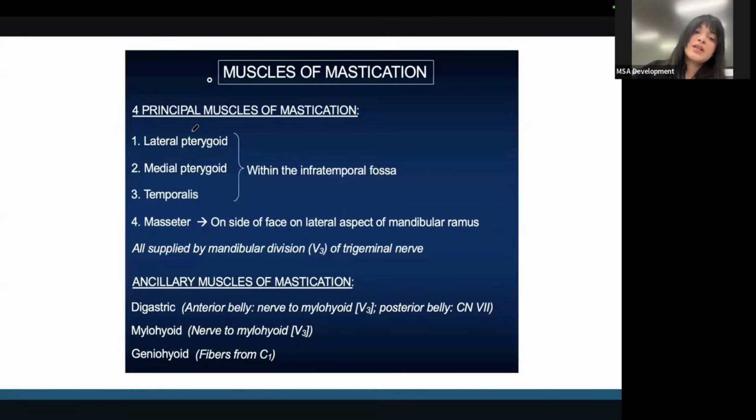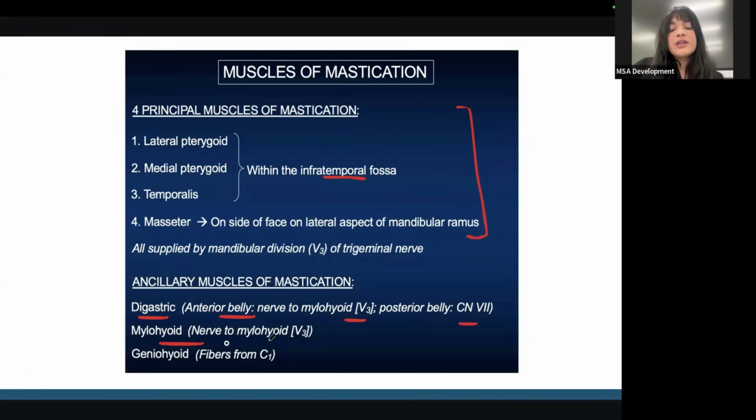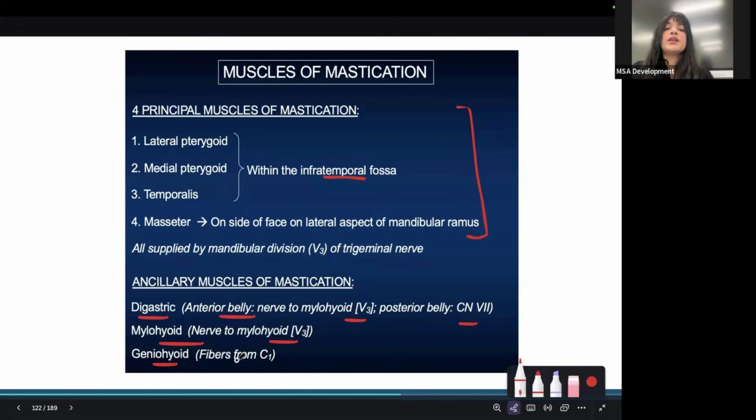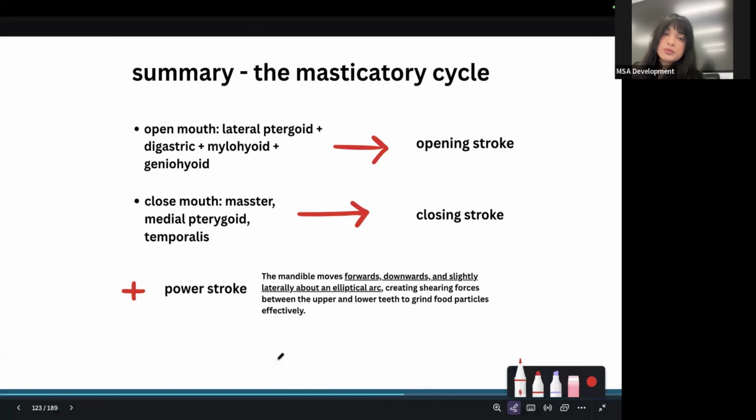So, muscles of mastication, summary: the lateral pterygoid, medial pterygoid, and temporalis are within the infratemporal fossa. The masseter is on the side of the face. All of these are supplied by V3, trigeminal nerve. The accessory muscles: the digastric anterior belly is V3, but the posterior belly is facial nerve. Mylohyoid is again V3, but geniohyoid is fibers from C1.